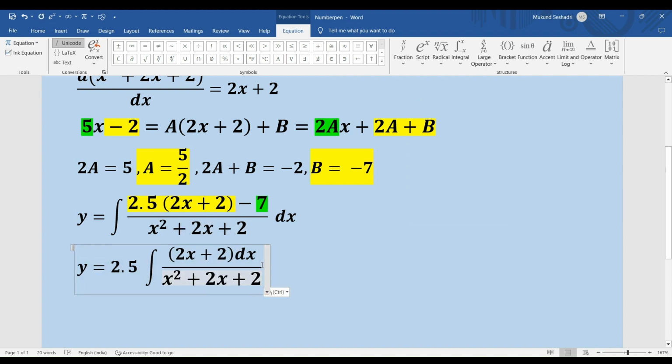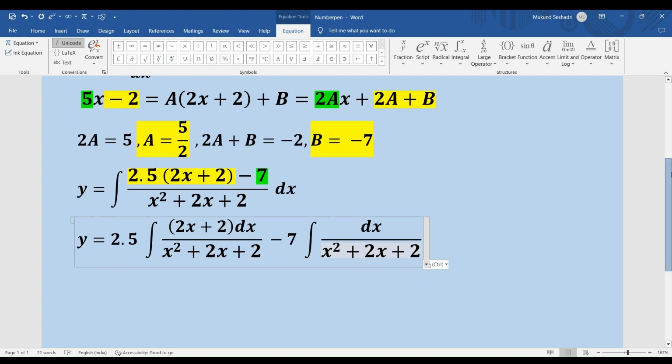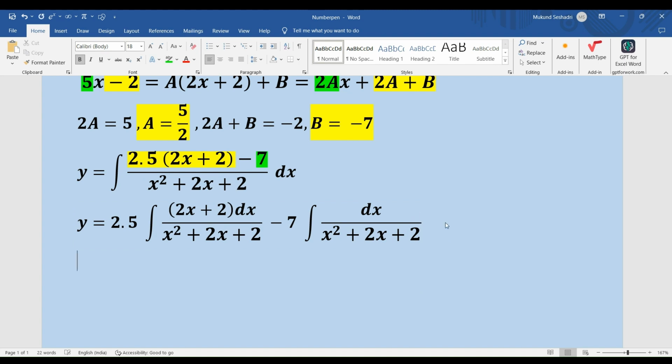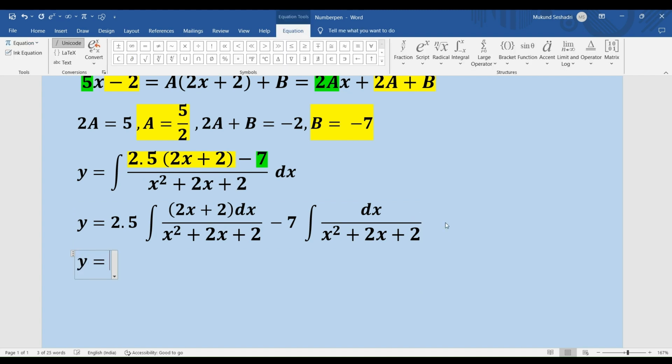When I come to my part 2, I know that my 7 is a constant, so I pull that outside the integral, and remember we have a negative sign. And then I express the second part as dx by x squared plus 2x plus 2, right? Now the second part is not very new to us. We have solved problems of that type in the past, and you know how to re-express the quadratic expression and solve these particular problems. The first part is now a lot simpler, right?